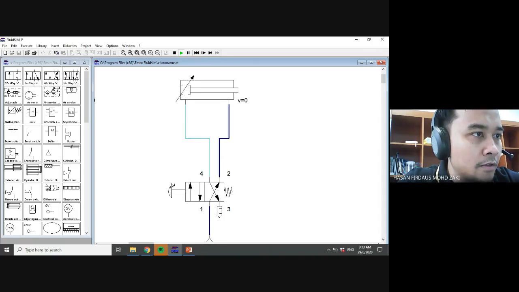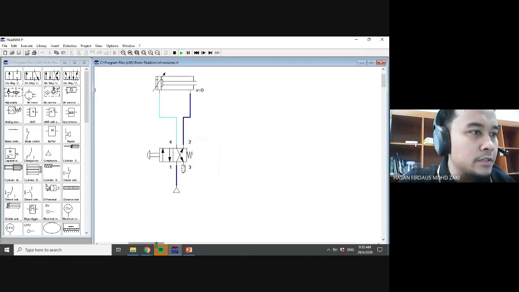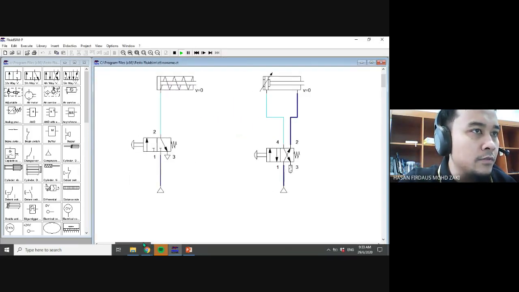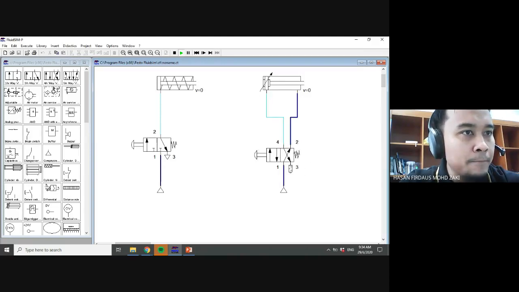Let's simulate that. Retracted, advance, retract, advance. The same principle as our previous ones. For the switch, if we push this, it will advance. If we release, the spring will take effect and return the directional control valve to its initial position, and then go to the retracted position again. Advance, retract. Advance, retract.